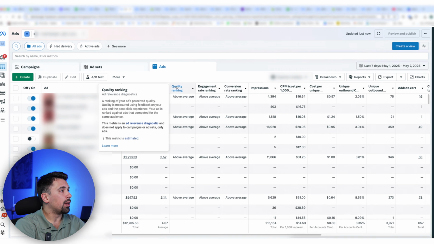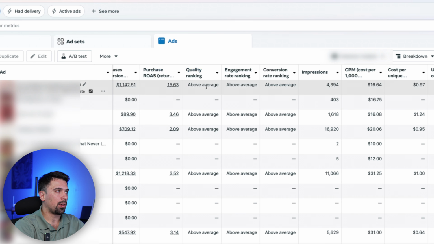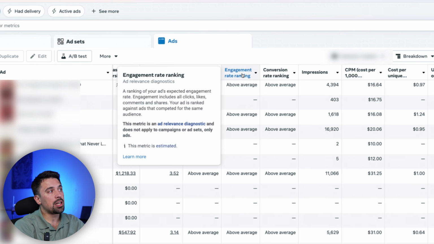We have our quality ranking. So that is a ranking of your ad's perceived quality. Quality is measured using feedback on your ads and the post-click experience. Your ad is ranked against ads that competed for the same audience. Okay, so we like to see above average here. Okay, that's ideal. Next, engagement rate ranking.